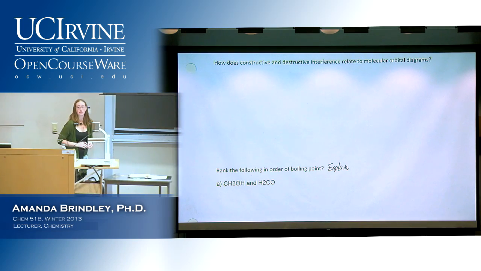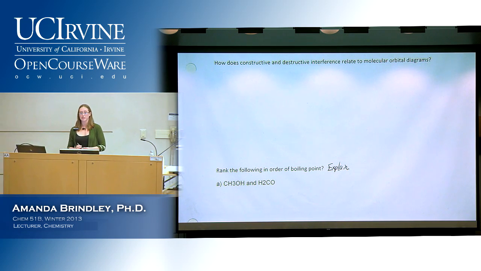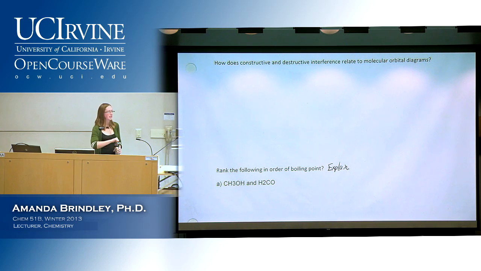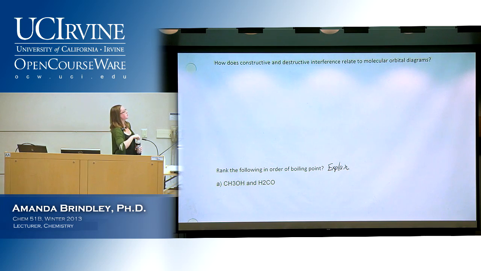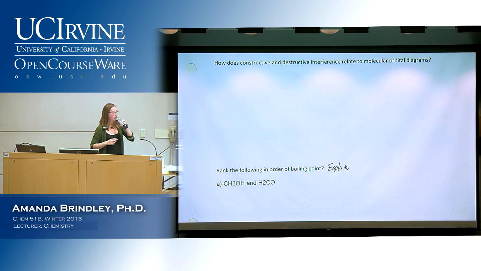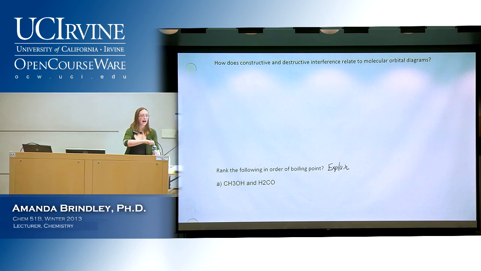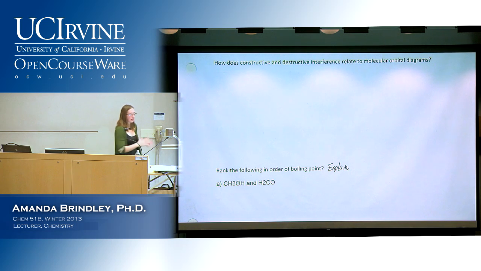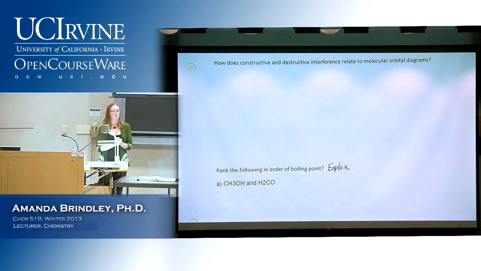Okay. How does constructive and destructive interference relate to molecular orbital diagrams? So this would be a sort of essay type question, right? I think on your last one, I asked you something similar to how you'd answer this one. Okay, so how does this have anything to do with MO diagrams? So let me give you some prompts here. What are bonding orbitals caused by?